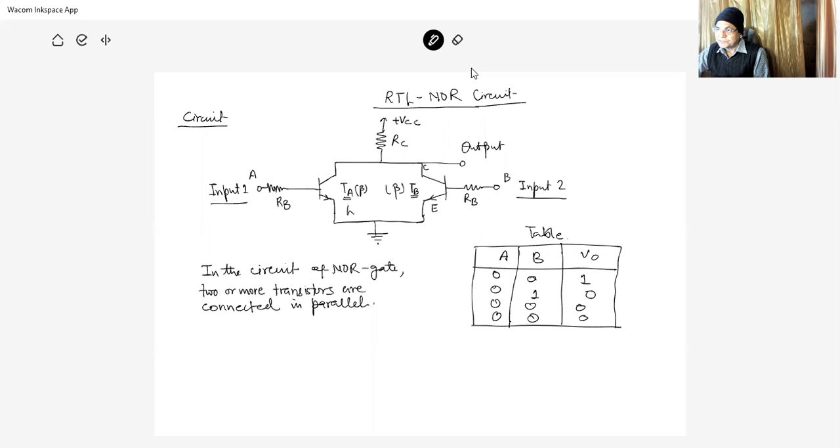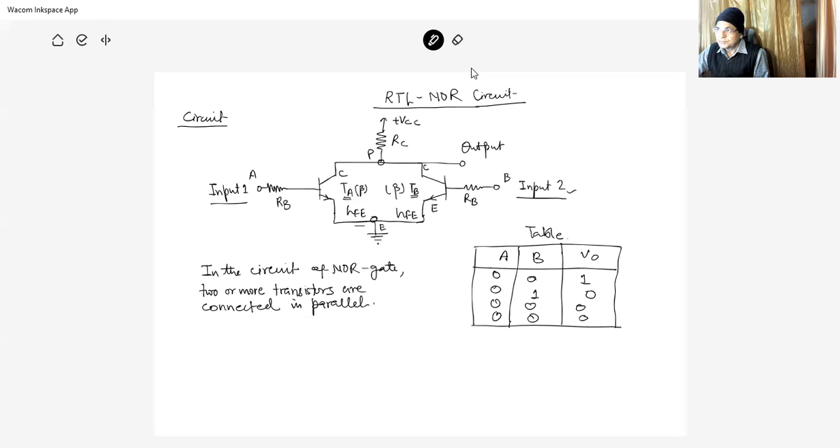Beta is HFE, that is the common emitter current gain. So these two transistors have the same HFE, that is well matched, and are connected in parallel. The collector terminals of the transistors are connected at one point, said to be P, and the emitter terminals are connected at point E, which is grounded at this moment. The two bases of these two transistors act as inputs 1 and 2, named A and B.